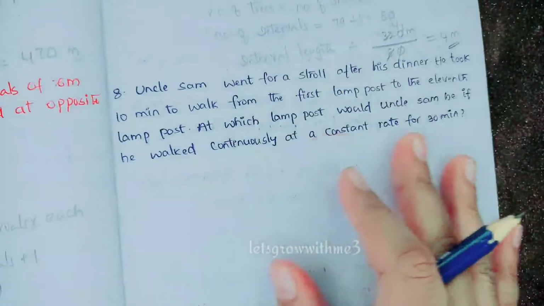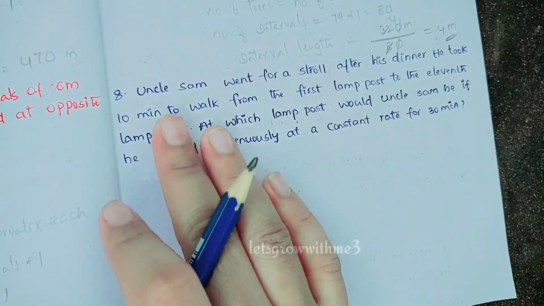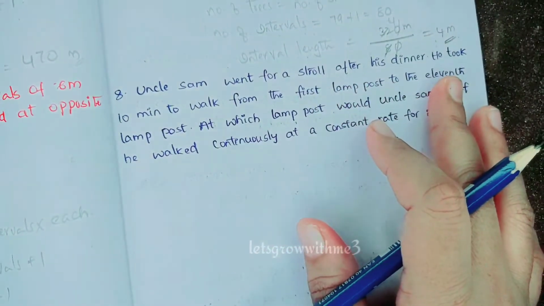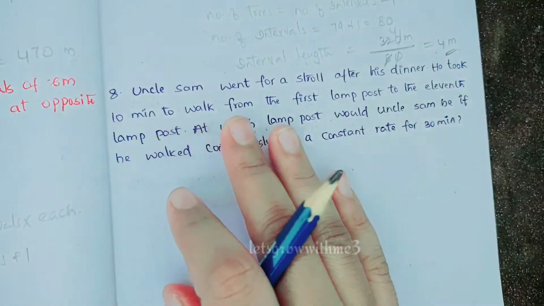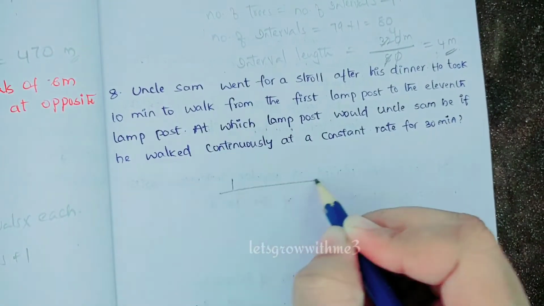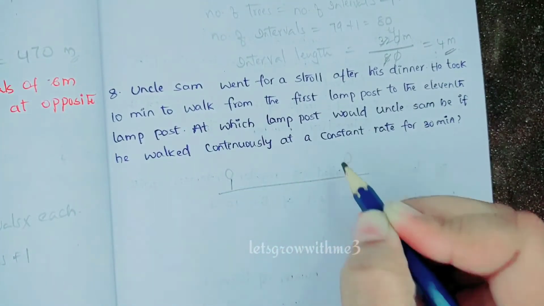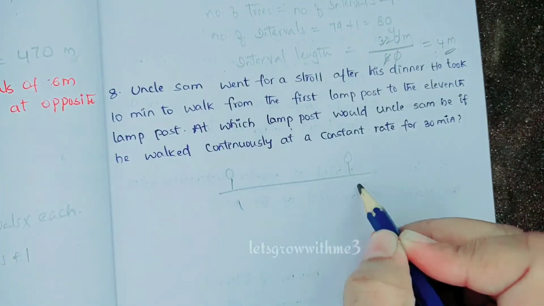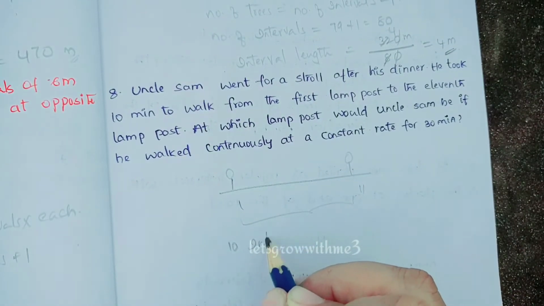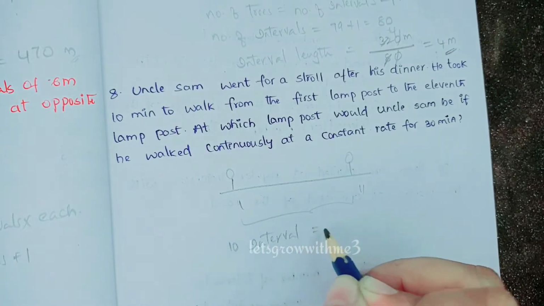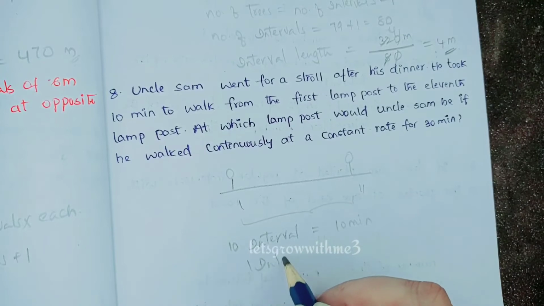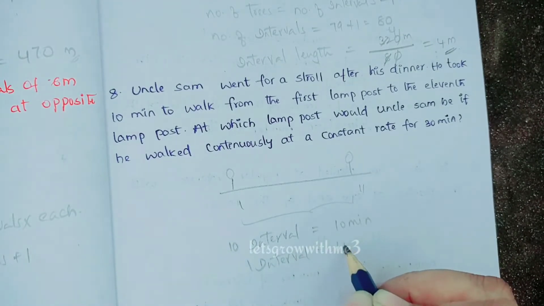Uncle Sam went for a stroll after his dinner. He took 10 minutes to walk from the first lamppost to 11th lamppost. At which lamppost would Uncle Sam be if he walked continuously at a constant rate for 30 minutes? Okay. So here we have first lamppost and then 11th lamppost. So he took 10 minutes. So how many intervals we will have? 10 intervals. So one interval, how long it took? It took 1 minute.